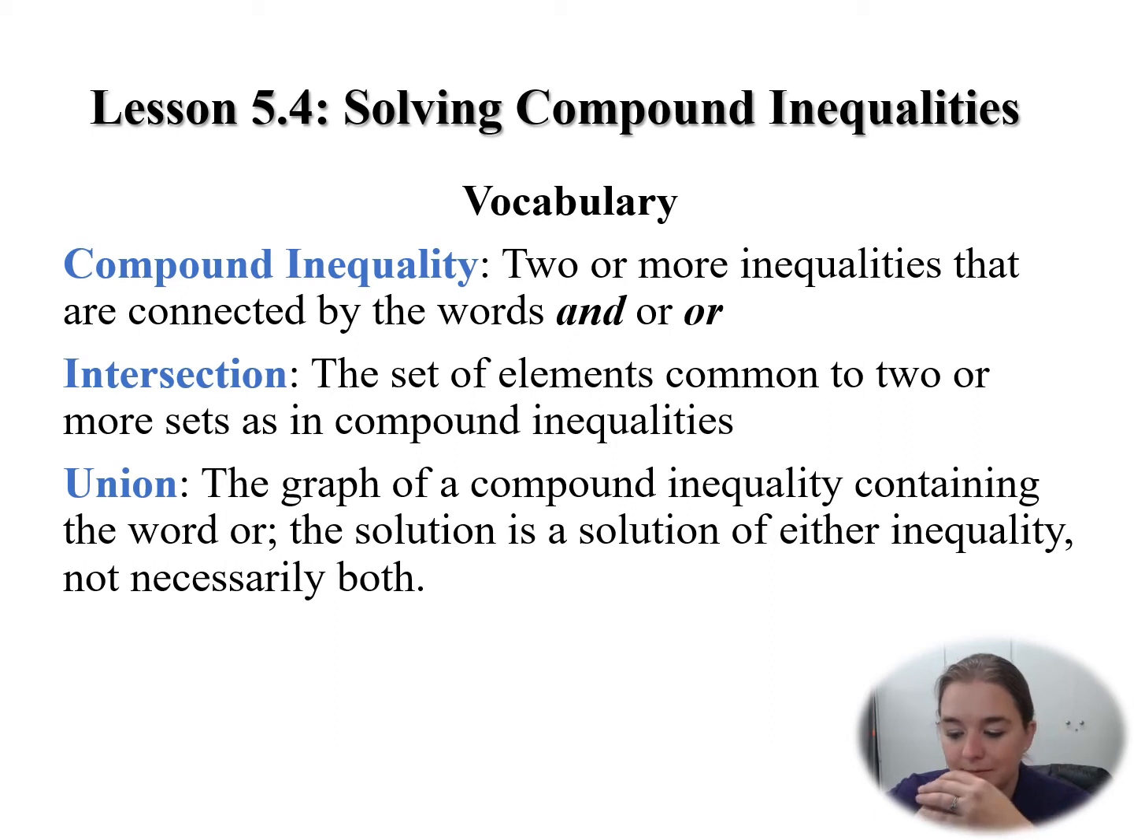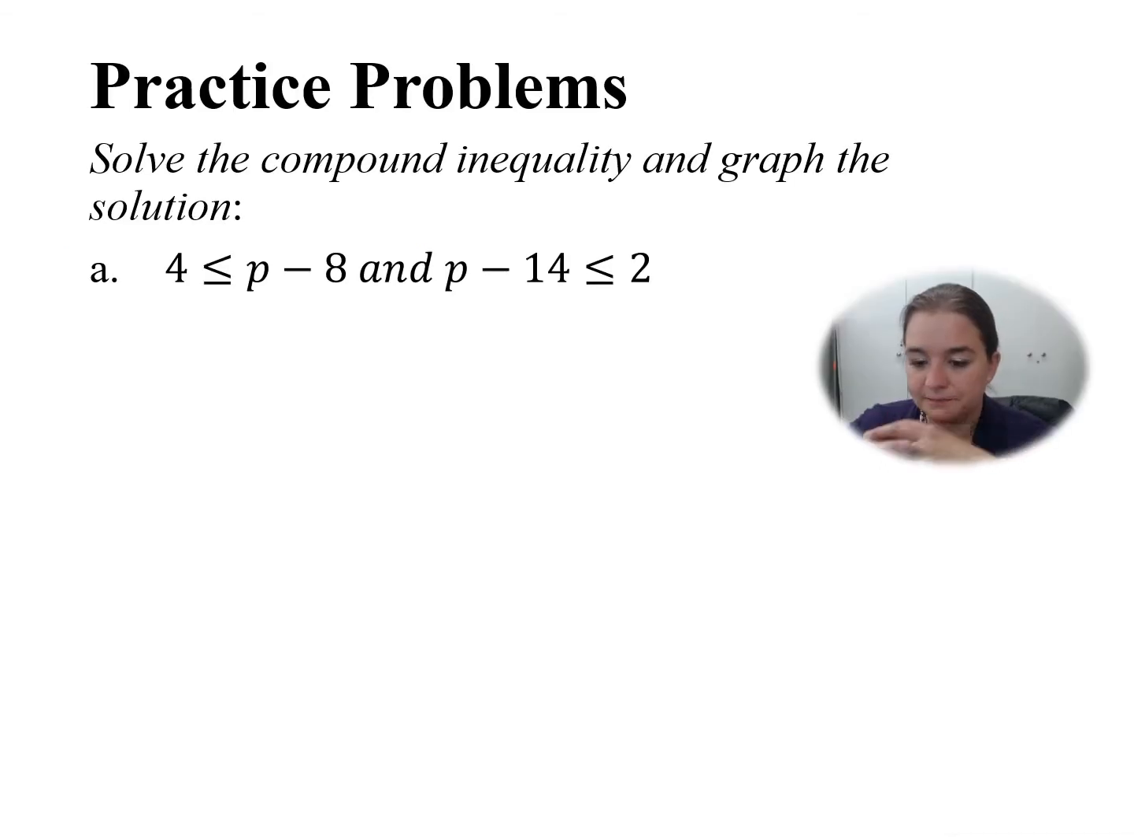So with those vocab terms in your notes, let's practice. For our first one, we want to solve the compound inequality and graph the solution. To deal with this, I'm going to talk about each section just as two separate inequalities. So the first one, let's do blue today. If I want to get p by itself in this first inequality, I know I need to add 8 to both sides. And because I'm adding or subtracting, nothing happens with my symbol. So it stays the same way. I have 12 is less than or equal to p.